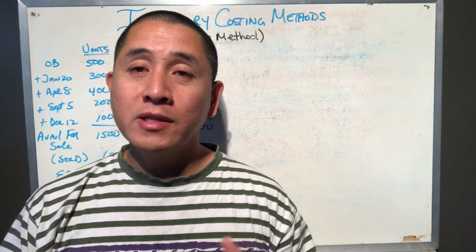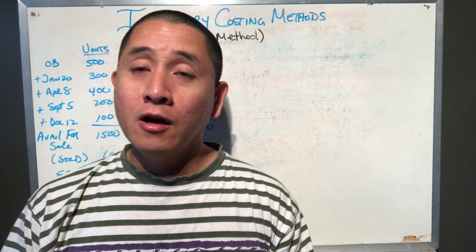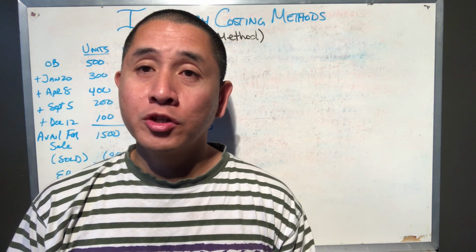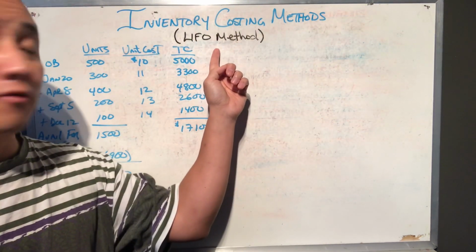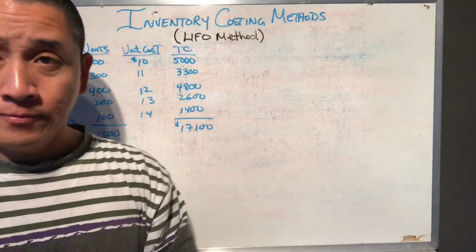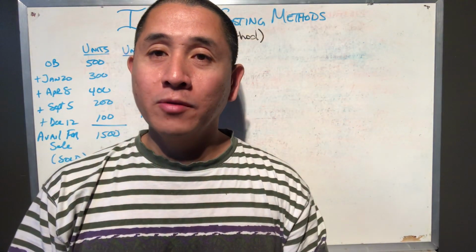Today we are going to be dealing with part 3 of a 3-part series which involves inventory costing methods. In particular, we're going to be looking at the LIFO method. So stay right there and we'll get through this together.